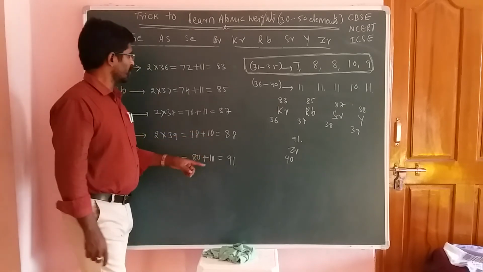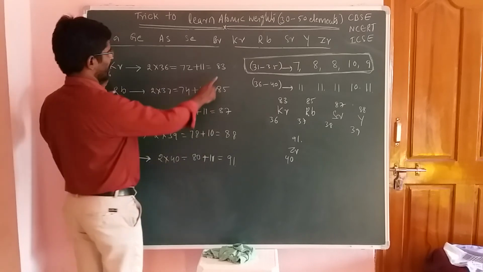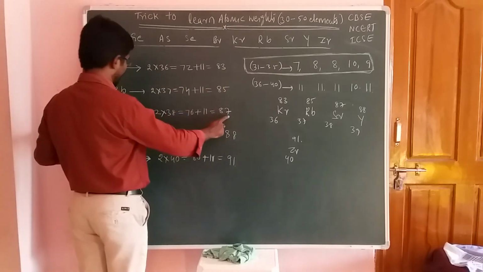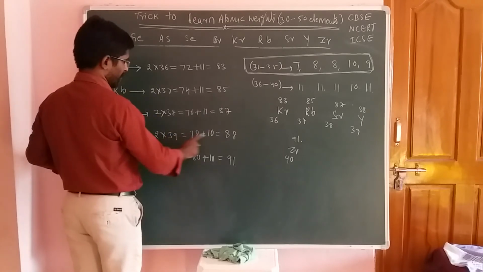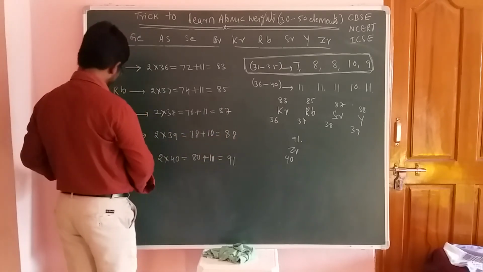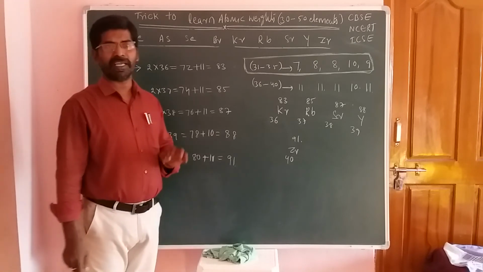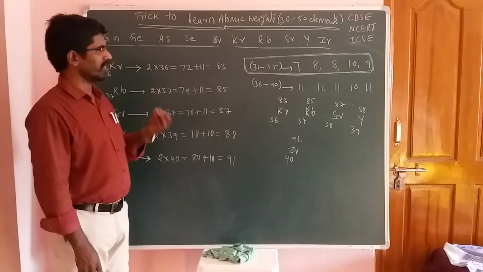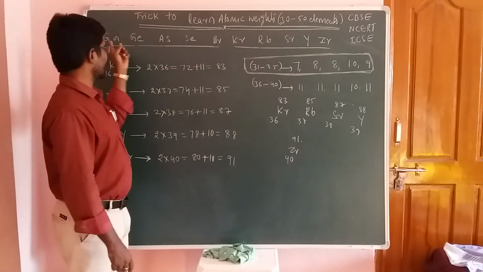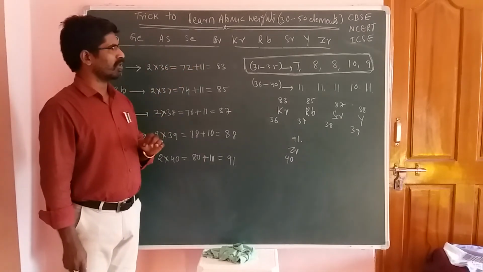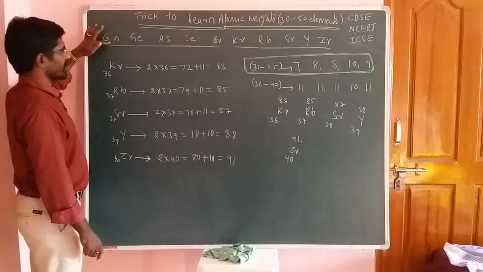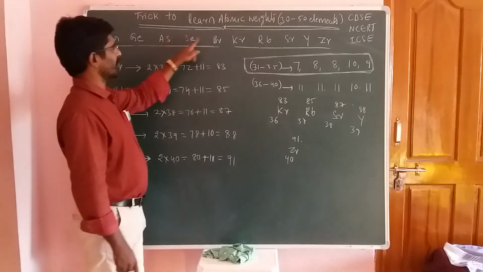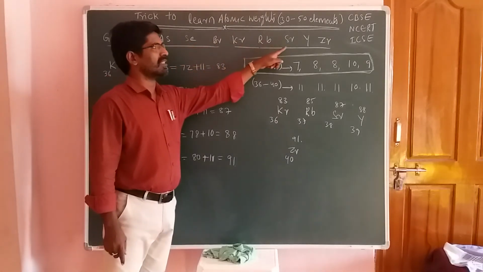Okay students? So you are getting krypton atomic weight 83, rubidium atomic weight 85, strontium atomic weight 87, yttrium atomic weight 88 and zirconium atomic weight 91. So these are the atomic weights for those particular elements from gallium to zirconium, that is 31, 32, 33, 34, 35, 36, 37, 38, 39, 40.